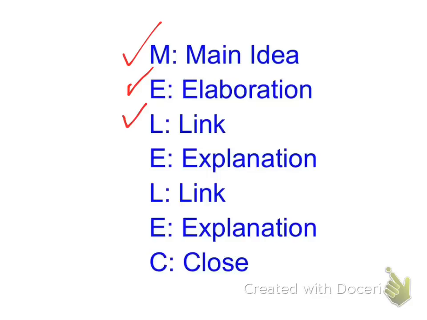The L is a link to a source that I can use to prove the main idea. For a theme paragraph, I will need to use a quote or paraphrase from a piece of literature. The E is the explanation of how the link proves the main idea. The second L is a link to a source that I can use to prove the main idea.